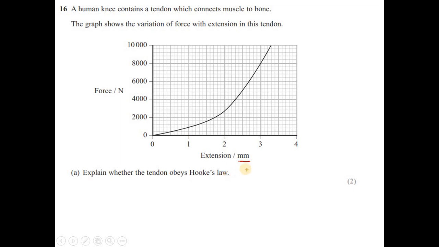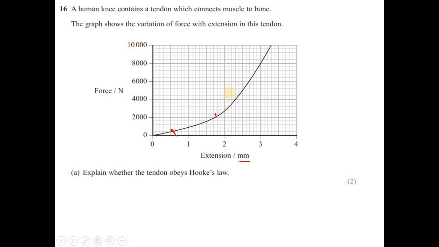Clearly, the tendon is not obeying Hooke's law. It is because the graph is not a straight line. That means the gradient is not constant. So you can say that the tendon does not obey Hooke's law. But if you consider a small portion, like from here, you can say yes, for a small portion till 0.5 millimeter, it is obeying. After that, it is not obeying. It's up to you. So you can consider and you can ignore this small portion.